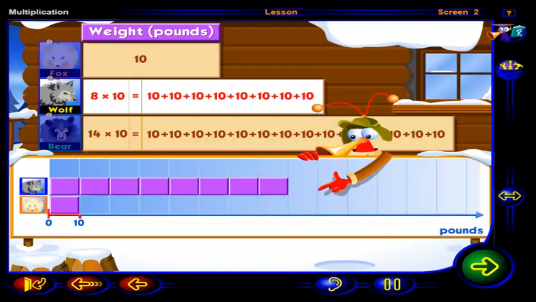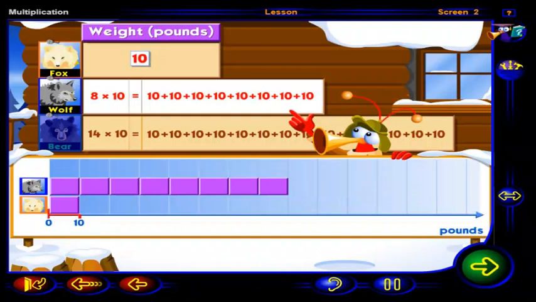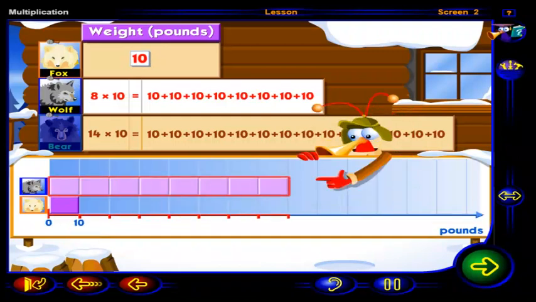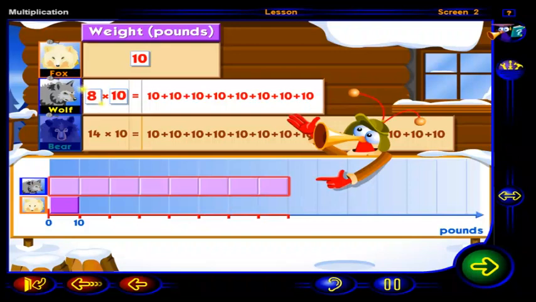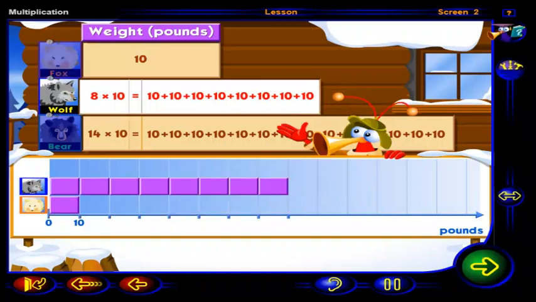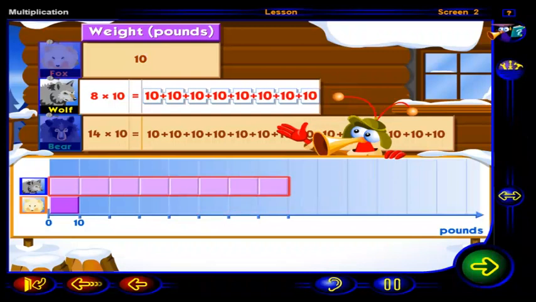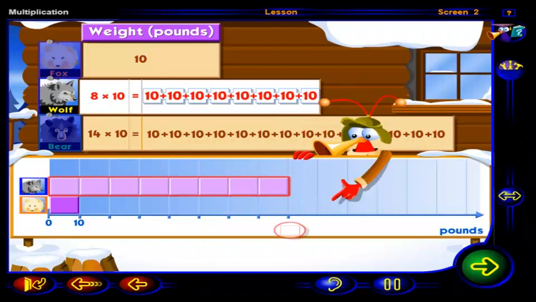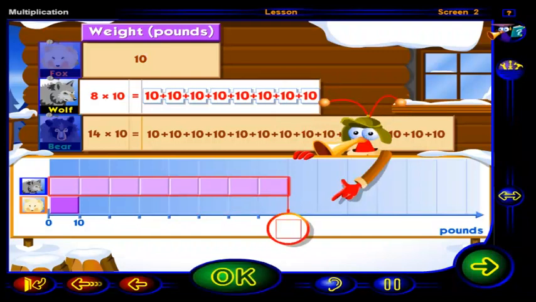The length of one bar shows 10, the weight of the fox in pounds. So the length of 8 bars shows 8 tens, the weight of the wolf in pounds. Now we can count by tens to find the weight of the wolf. What number is equal to 8 tens? Type the number here, then click OK.